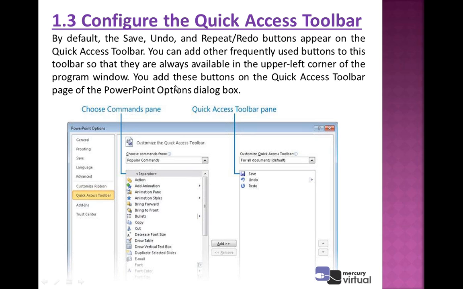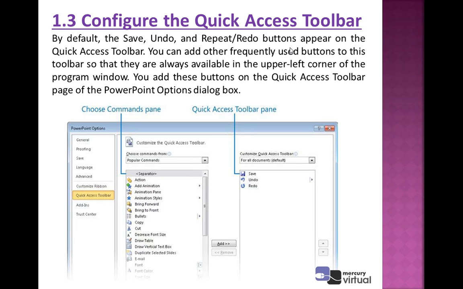By default, the save, undo and redo buttons appear on the quick access toolbar. Means whenever we use PowerPoint, by default these three buttons are available on the quick access toolbar. You can add other frequently used buttons to the toolbar so that they always appear in the upper left corner of the program window.